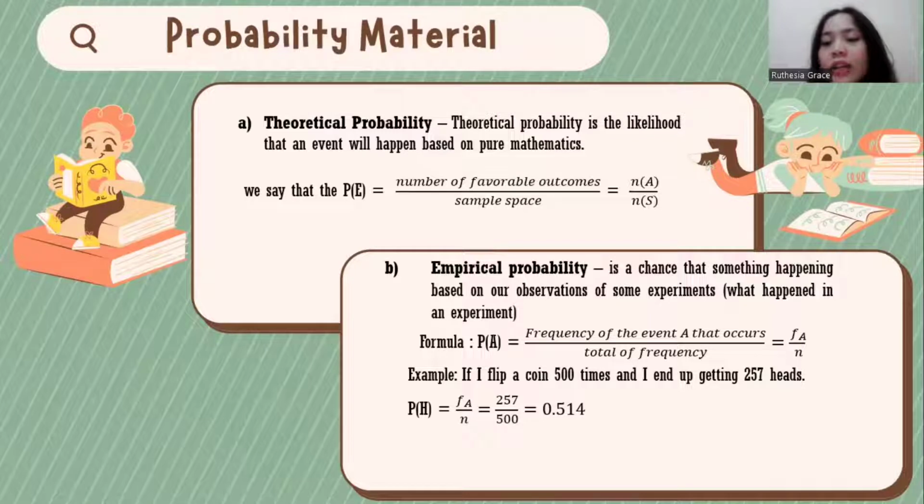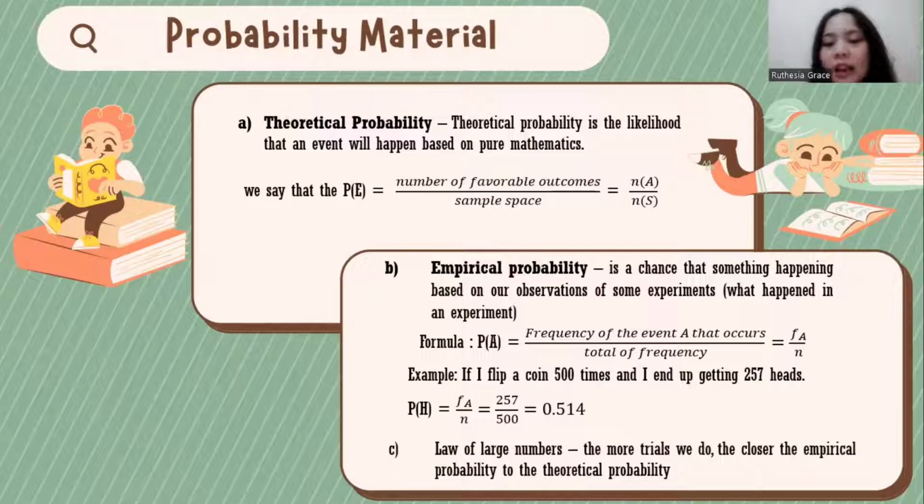getting 257 heads. And then there is the law of large numbers, which says the more trials we do, the closer the empirical probability gets to the theoretical probability. It means that if I were to do 1000 trials, this will be closer to 50%. And if I do 1 million trials of flipping a coin, I will get even closer to 50%. So, the more trials I do, the closer the chances will be.